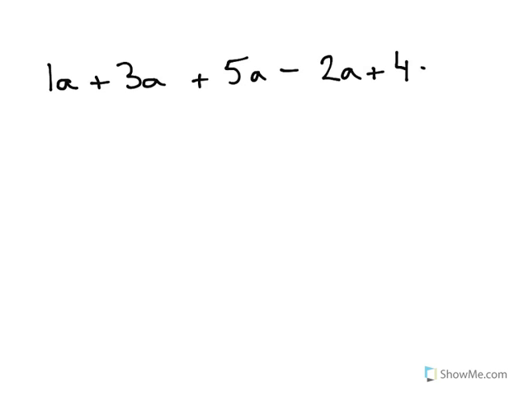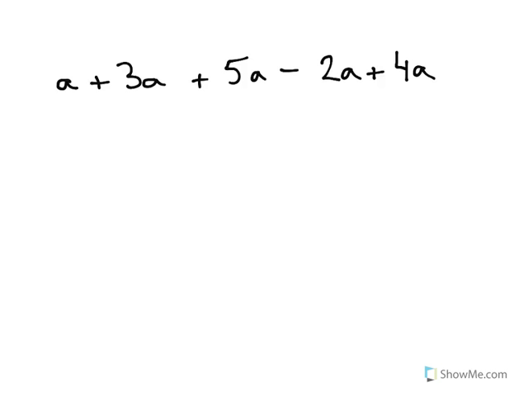So if I have a string of numbers where I've got 1a plus 3a plus 5a minus 2a plus 4a, how would I do that? Well, in maths terms, we actually often never write a number in front of it if there is a 1. So instead of writing 1a, we would just write a. There is no 1 that we put there in maths.